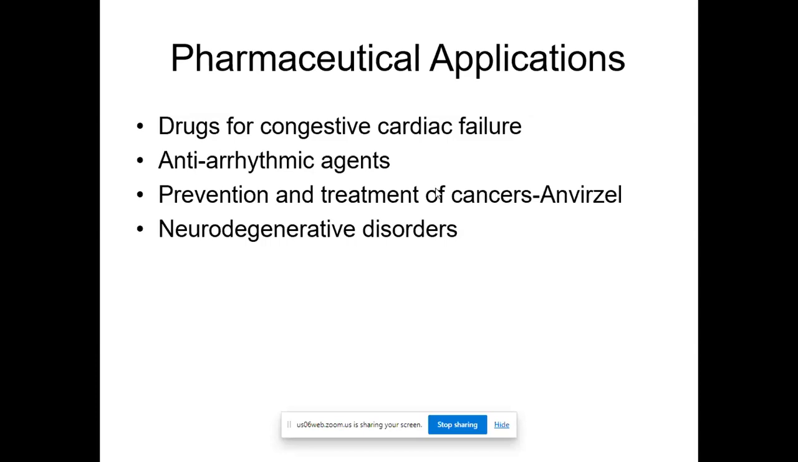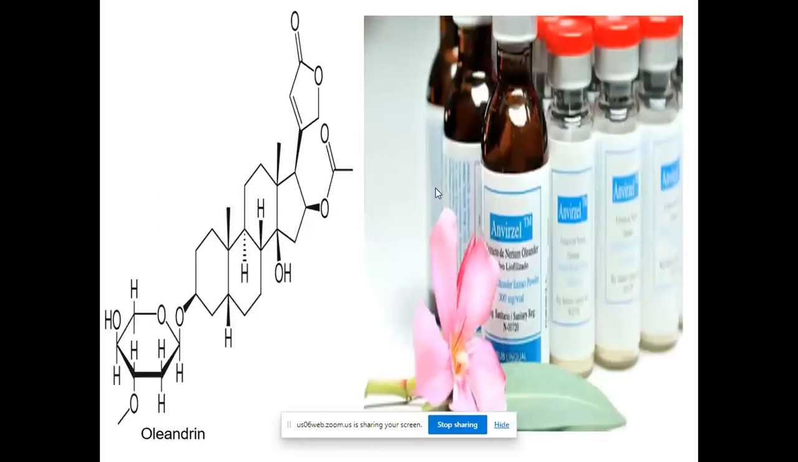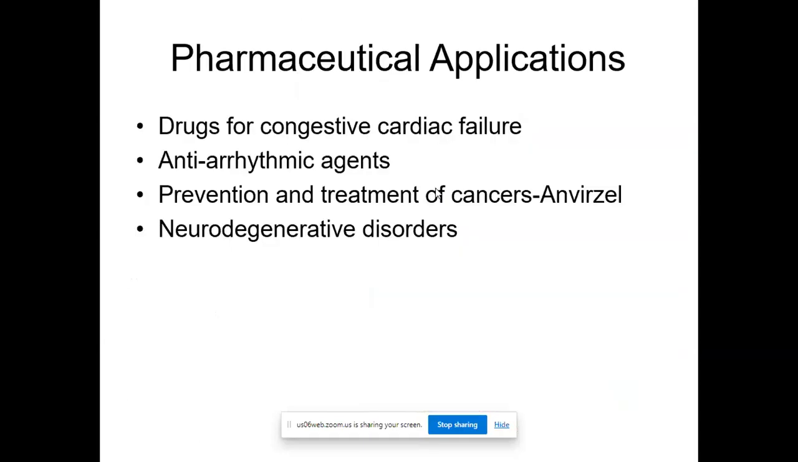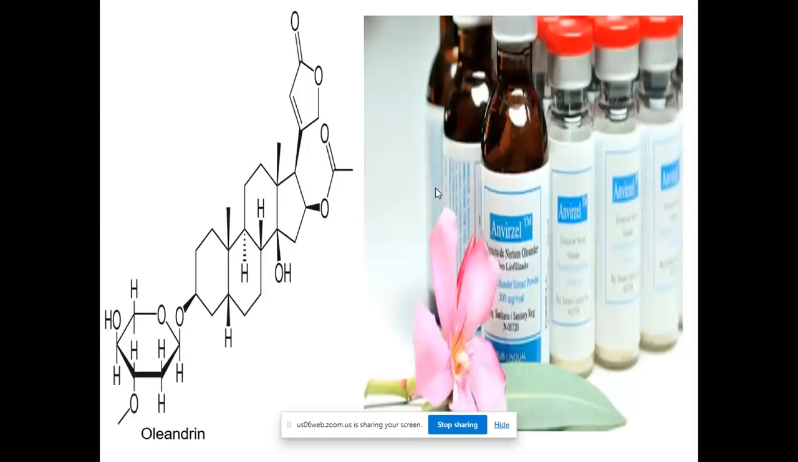Applications of these pharmaceutical products. It's used to treat congestive cardiac failure, as antiarrhythmic agents, and in prevention and treatment of cancer, such as extracts from Andizel, and then we have neurodegenerative disorders. So they do have an effect on skeletal, neurological, and cardiovascular muscle. Next slide.